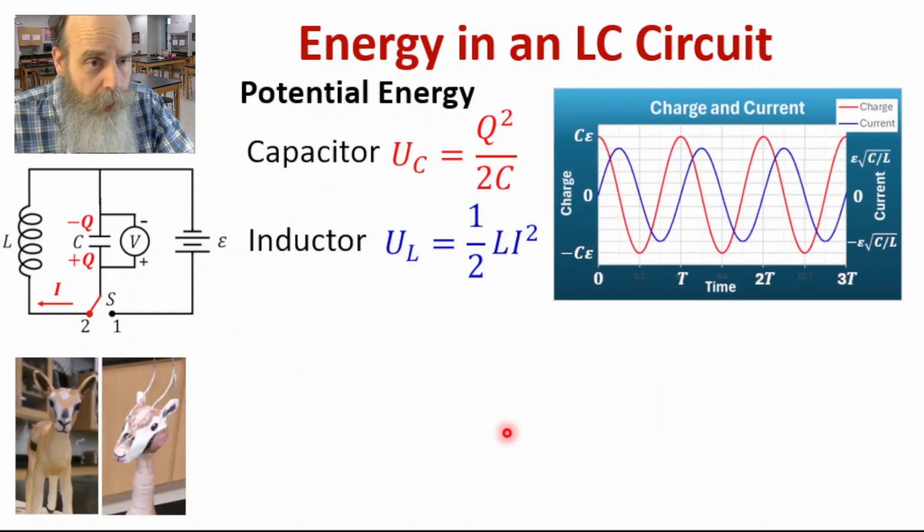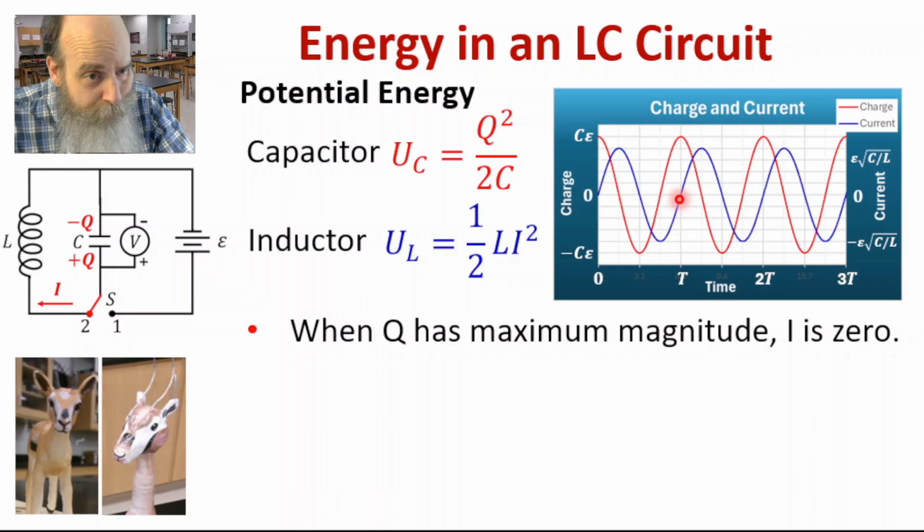Here's a graph of charge and current on the same axes. What I want you to note here is when charge in red is the maximum or minimum, so when charge has the maximum magnitude, the current in blue is 0. So here, maximum magnitude charge, 0 current. Here, maximum magnitude charge, 0 current.